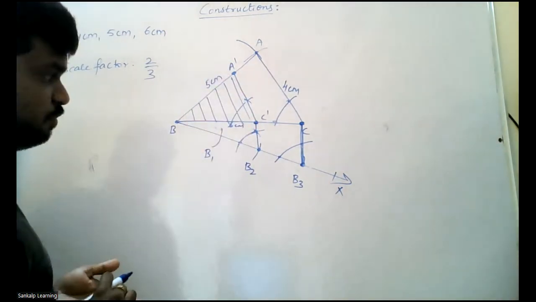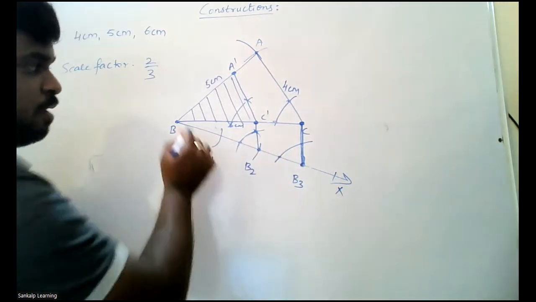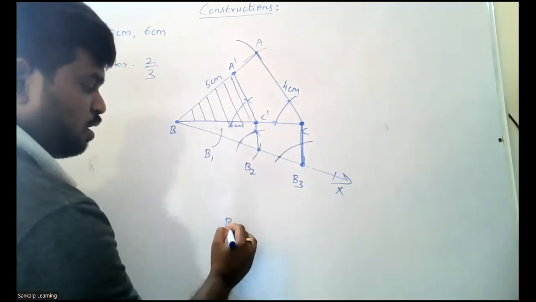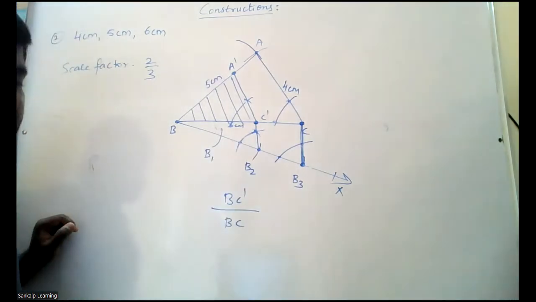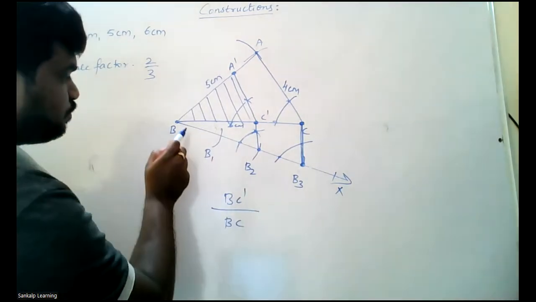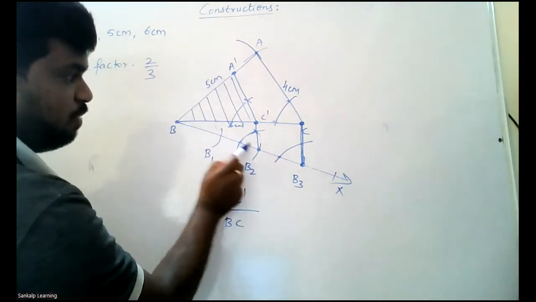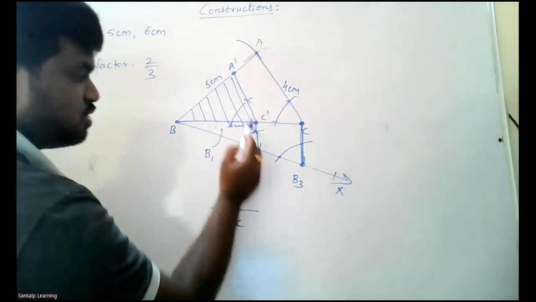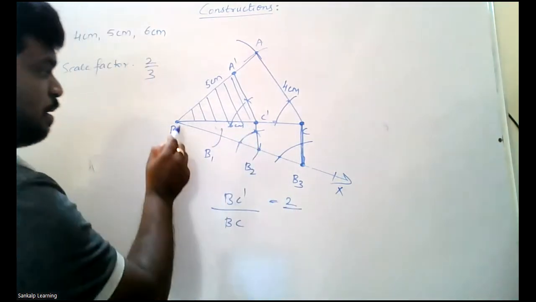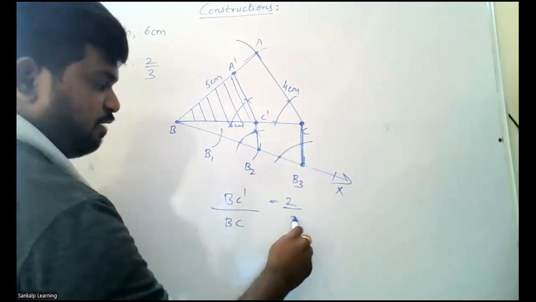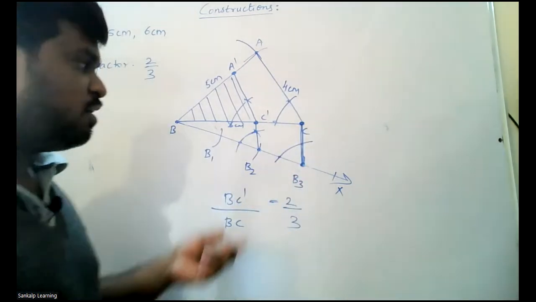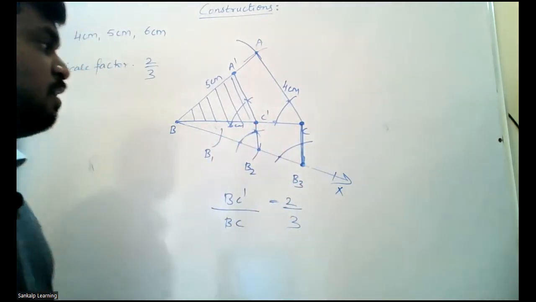If you observe, here itself, you can see BC was the side of the old triangle and BC dash is the side of the new triangle. If you observe, here we have got 2 equal parts. Therefore, BC dash will also have 2 equal parts. This entire thing has 3 equal parts in it. Therefore, this entire thing will have 3 equal parts. Again, BPT itself. This is actually the corollary of BPT that we are using.